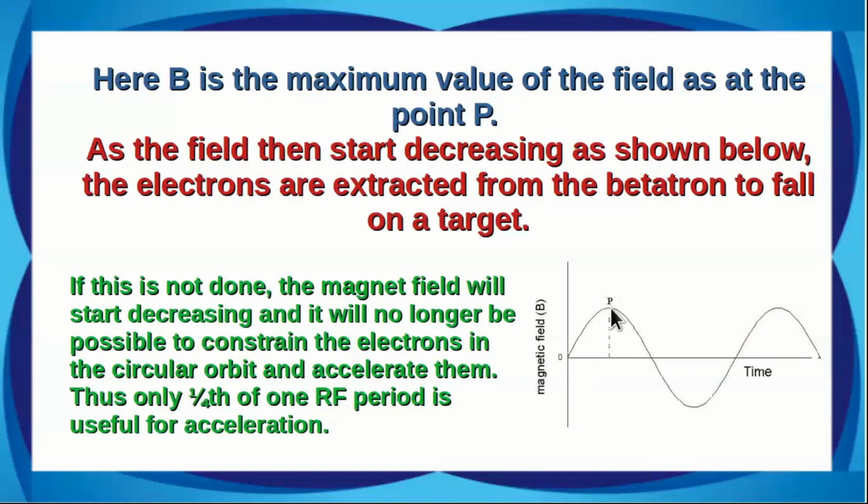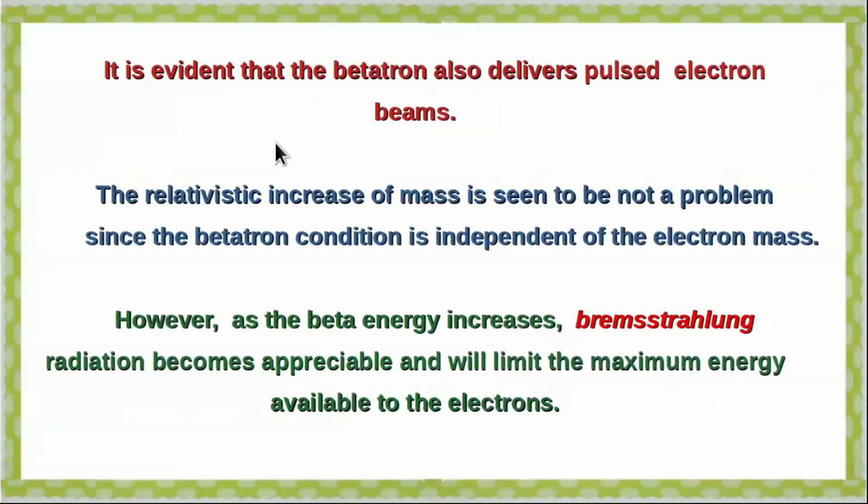You can see that after P, the field starts diminishing. So at that point, the electrons are extracted from the betatron to fall on a target. Otherwise, what happens is that if this is not done, the magnetic field will start decreasing and it will no longer be possible to constrain the electrons in the circular orbit and accelerate them. Therefore, only 1/4 of the entire period of the variation of the magnetic field is useful for accelerating purposes. It is evident that the betatron also delivers pulsed electron beams.